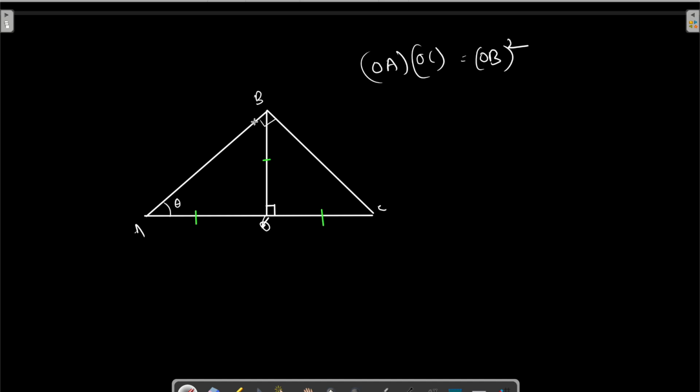Consider this as theta. This will be 90 minus theta. So this will be again theta. So this one will be 90 minus theta. Now you can clearly see these two triangles are similar. Why? Because both have three same angles. So OB divided by OA is equal to OC divided by OB.